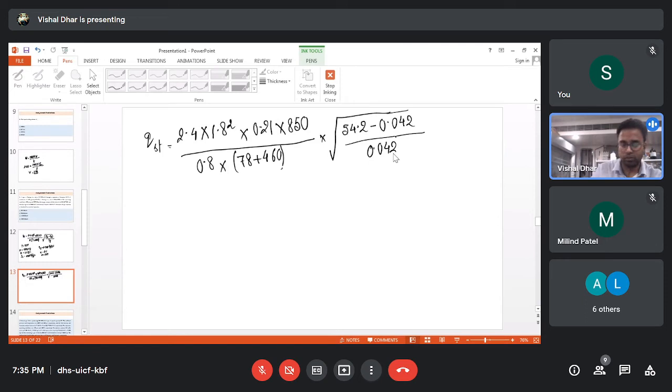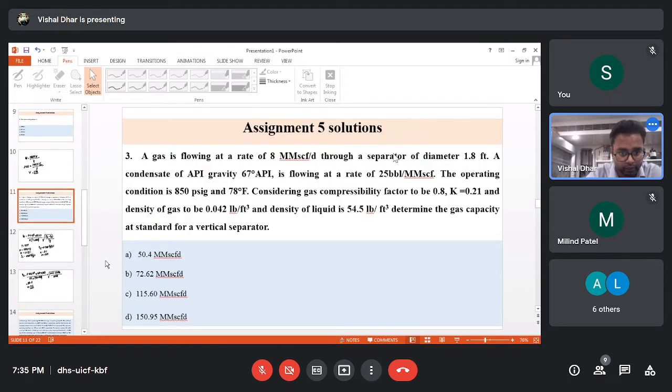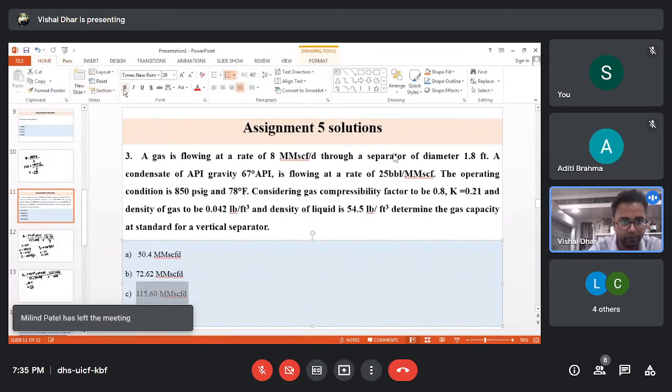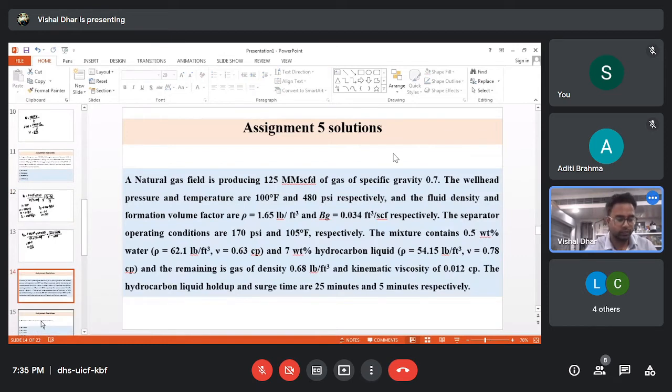See, if you solve this, you'll be getting the answer as 115.8, which is equal to 116. Just check once. You might have made some mistake while calculating. The answer is 115.8, so make it 116. Just check your calculation once again, and you will get the right answer.